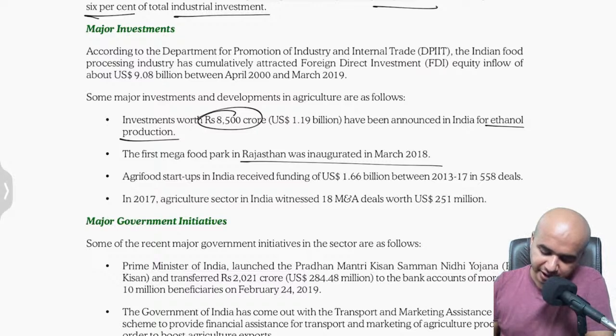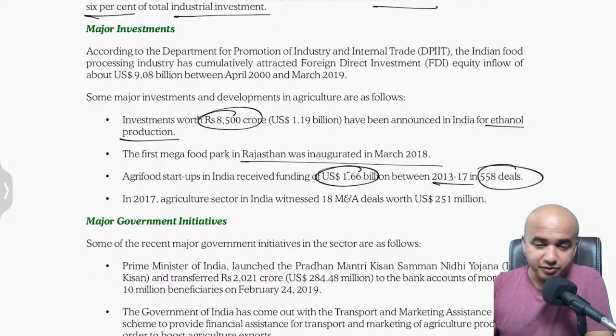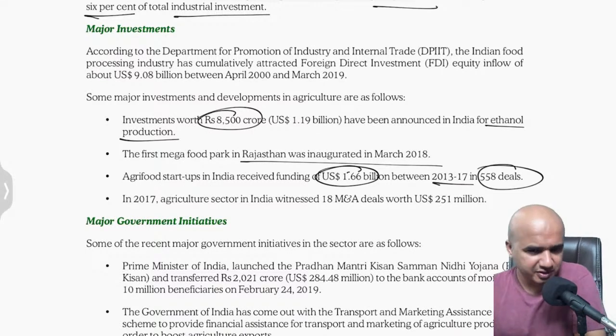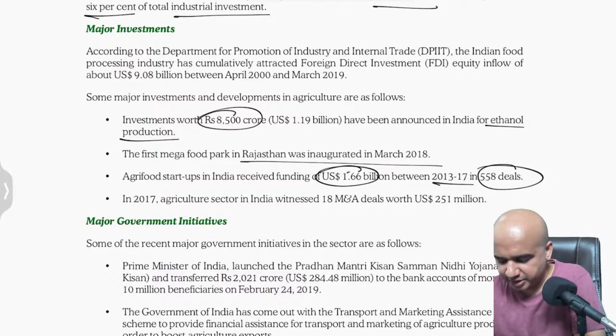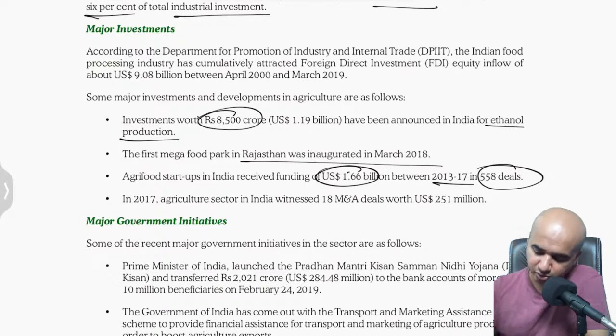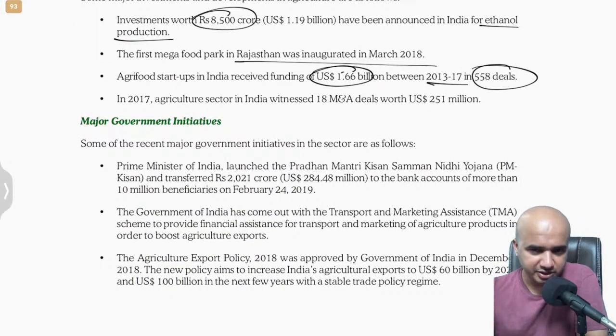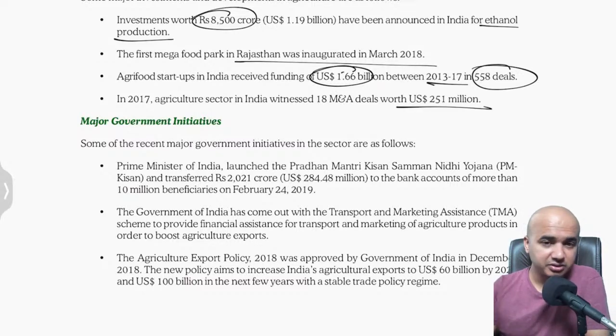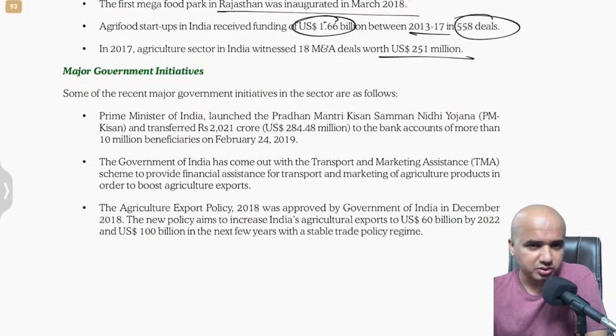The agri-food startups in India received funding of 1.66 billion US dollars between 13 and 17 in 558 deals. So these things usually escape our attention, so they have specifically mentioned this. Agri startups. Usually we don't think of agri startups; we think of startups other than those related to agriculture. But it is heartening to see that agriculture and food-based startups in India have received so much funding over a period of 4-5 years. In 2017, the agriculture sector in India witnessed 18 merger and acquisition deals worth $251 million. That is also a good sign.